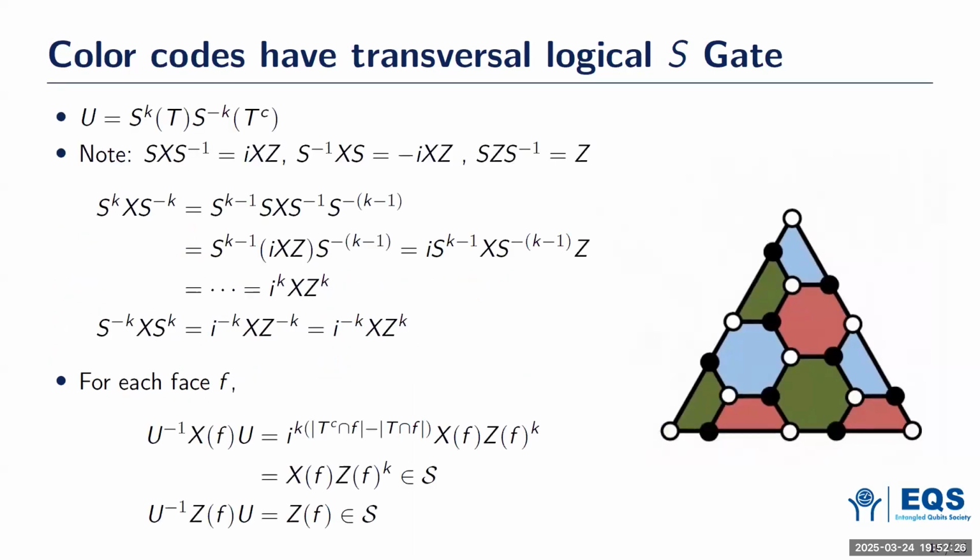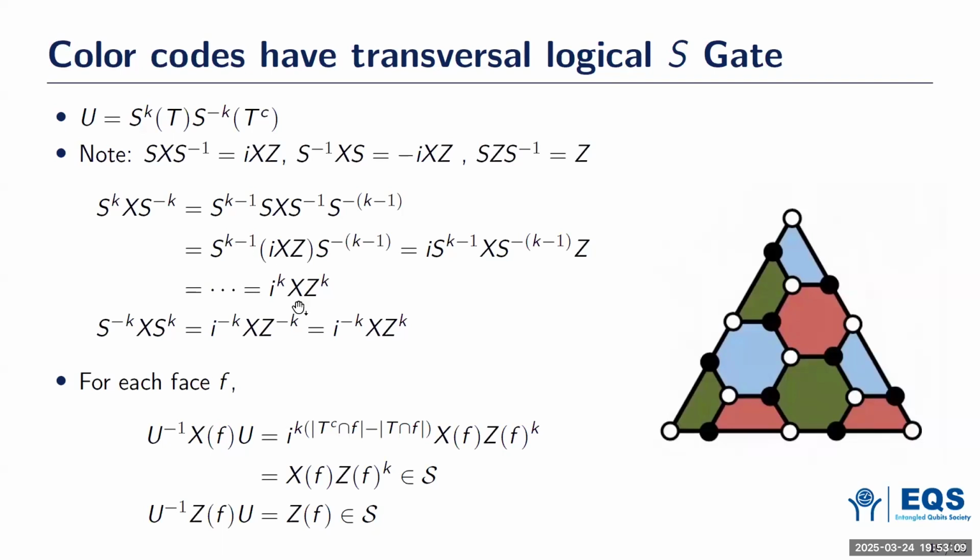First, let's show that this operator U is a logical operator. Note that S inverse X S is i X_T, and S inverse X S is minus i X_T, and S operator Z commutes. And we can deduce that S^k X S^-k equals i^k XZ^k, and S^k S^-k X S^k equals minus i^-k XZ^k.